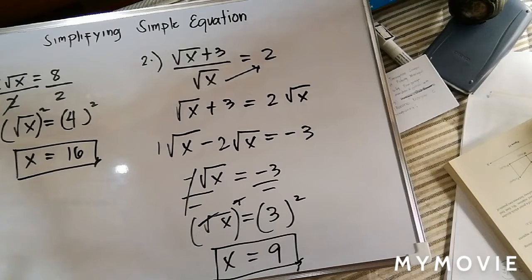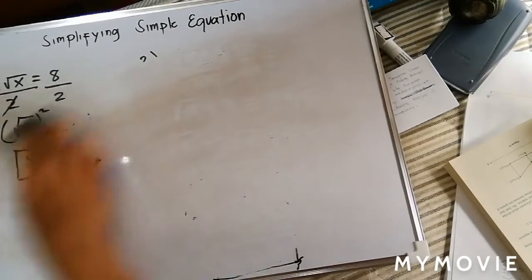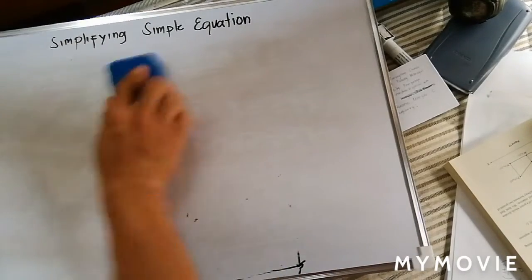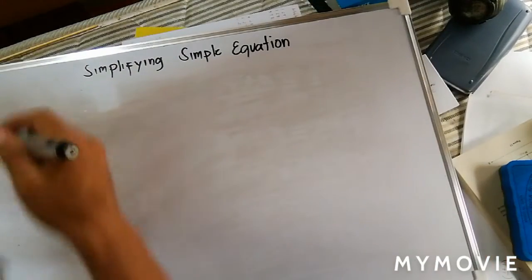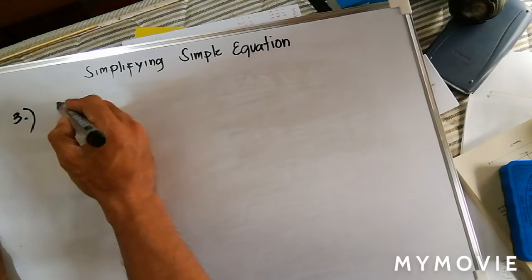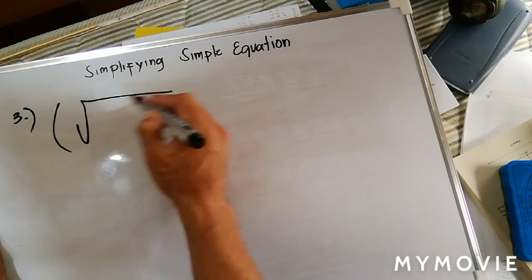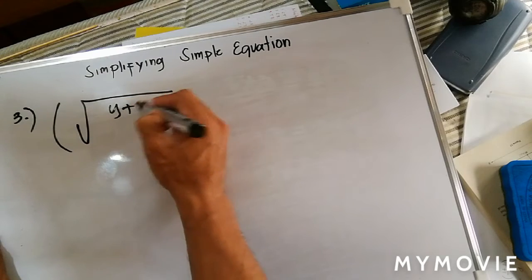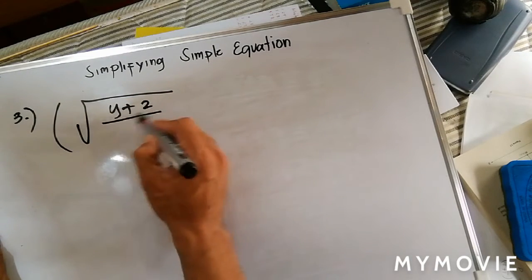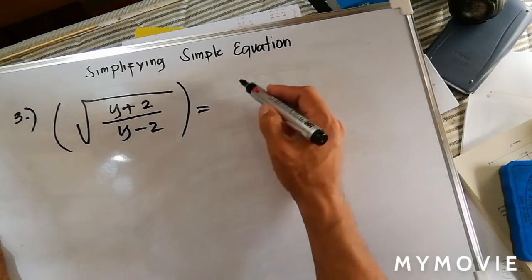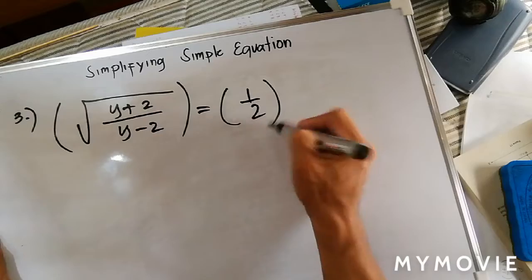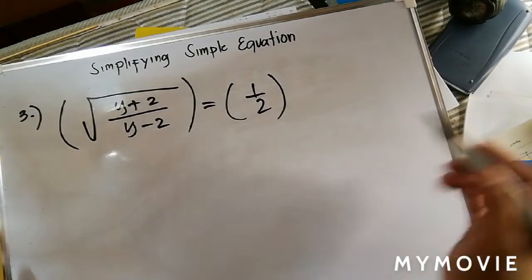So we still have another problem here. We're going to proceed to problem number 3. How about this problem? Problem number 3: the square root of y plus 2 over y minus 2 equals 1/2. This problem is more complicated.